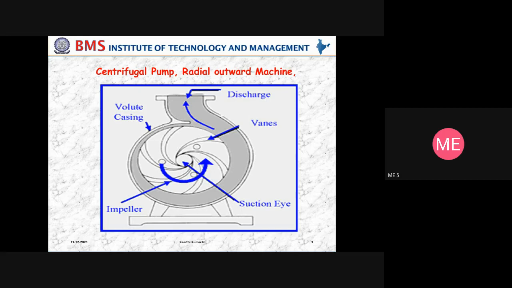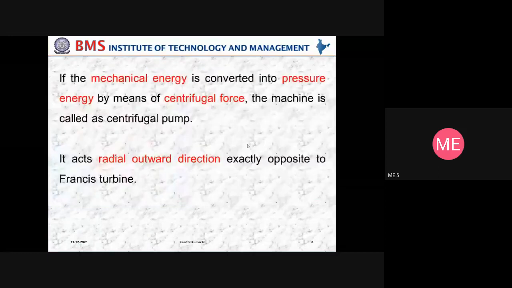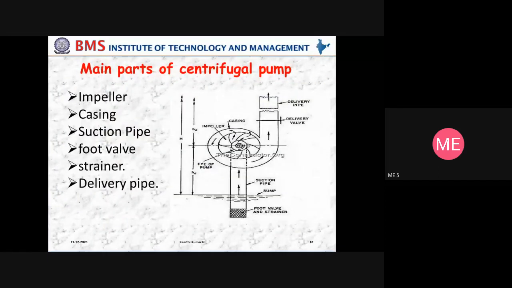Is it clear? The impeller is also called vanes or a blade. The other name for the centrifugal pump is radial outward flow machine. The major parts of the centrifugal pump, they will ask this. As per the syllabus, this is the important thing that is going to be asked. But what I have explained till now is all required for better understanding, for solving problems, as well as to differentiate between the Francis turbine and this pump. They will ask questions like: explain the working of each part, or explain the working of the centrifugal pump with the parts. See, this is the figure you are expected to draw in the exam.